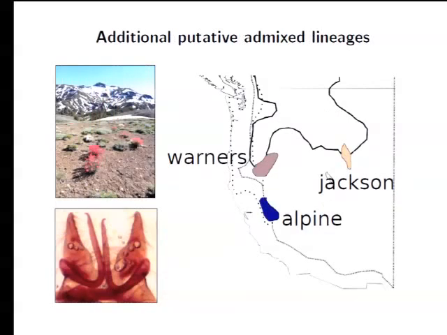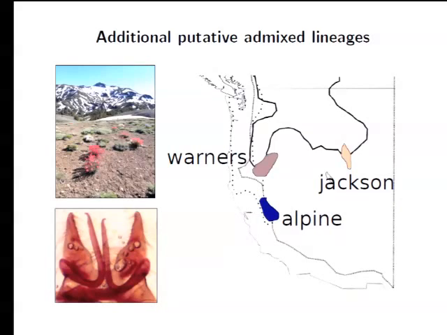In addition to these three named lineages, there are at least three unnamed, although I give them names here, unnamed lineages of these butterflies that are of interest to me. All three of these things, which I'm calling the Alpine Lyciides, Warner's Lyciides, and Jackson Lyciides, are populations or groups of populations of butterflies that tend to display intermediate morphological characters between those three species I was just talking about. They tend to occupy extreme environments relative to the parental species, so relative to the named species anyway.